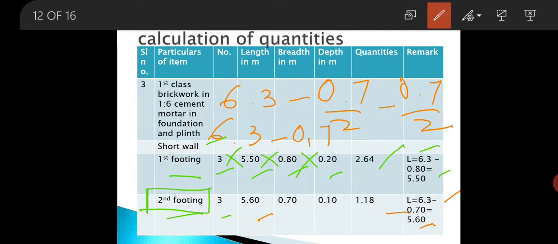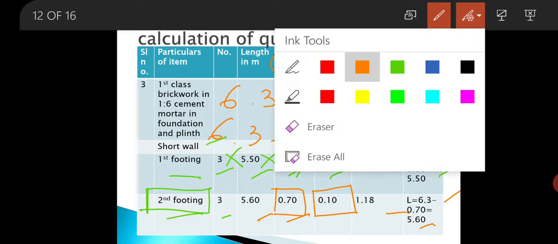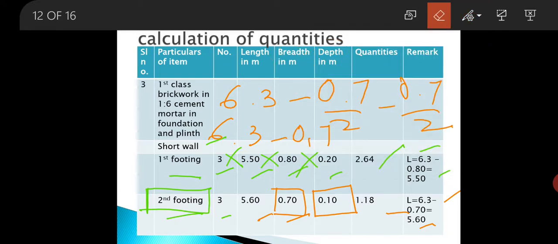So, length is over, then breadth. Breadth is corresponding breadth of the second footing, that is 0.7. Then thickness of the second footing is 0.1. So, mark one thing, the breadth and depth are same for both long wall as well as short wall.